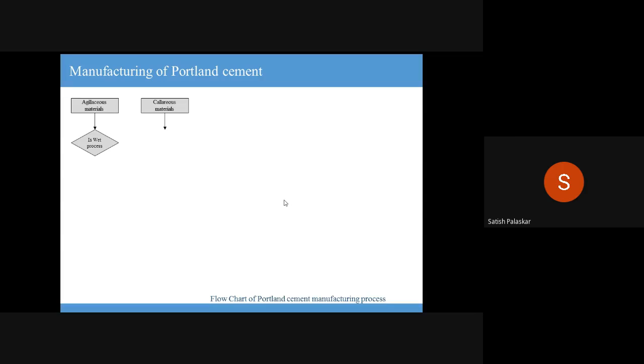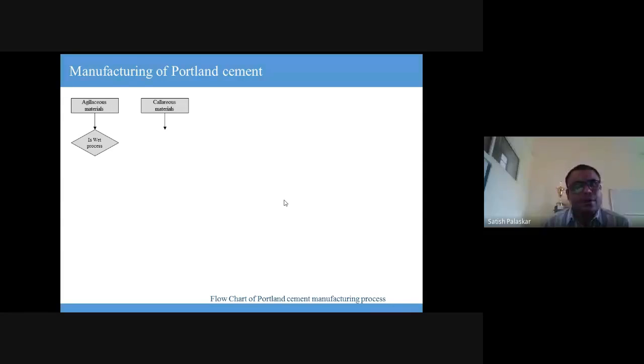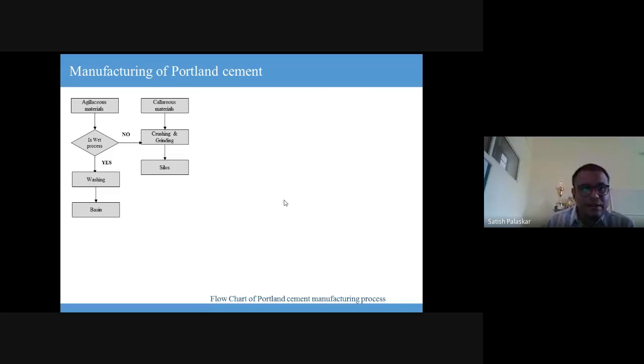Crushing and grinding of calcareous material. If it is a wet process, we will go further. If not, we go directly to crushing and grinding, and then it is stored in silos. That crushed and ground material is stored in the silos. But if it is a wet process, washing of the raw material is done, then it goes to the basin, and then it goes for grinding.